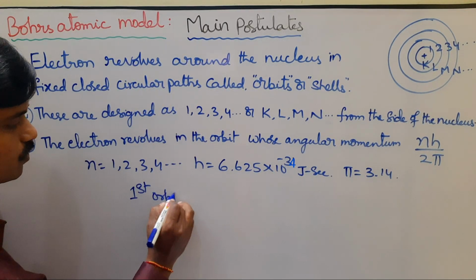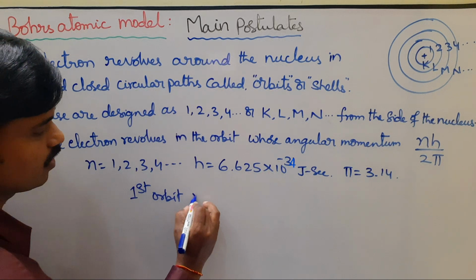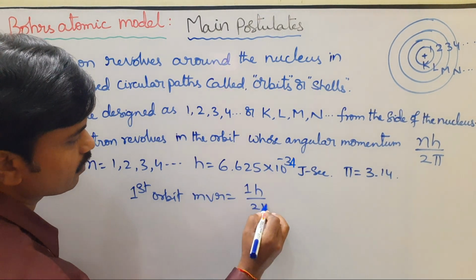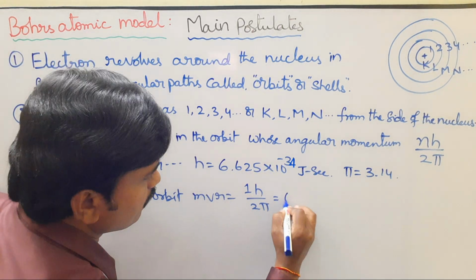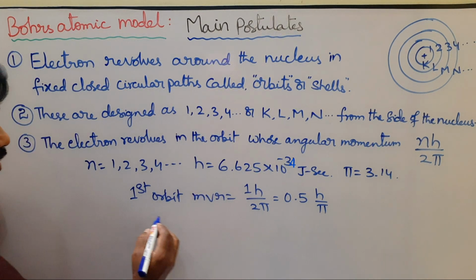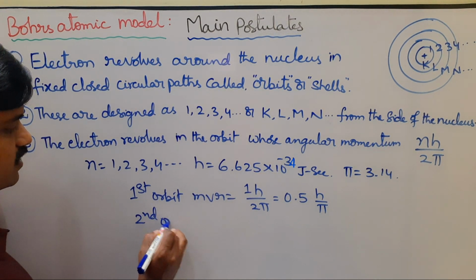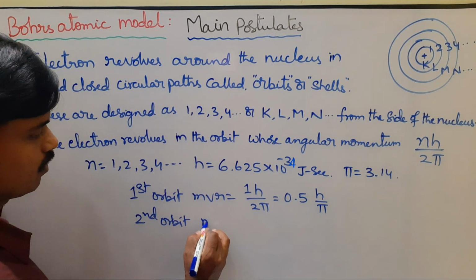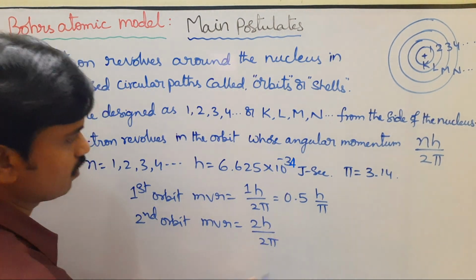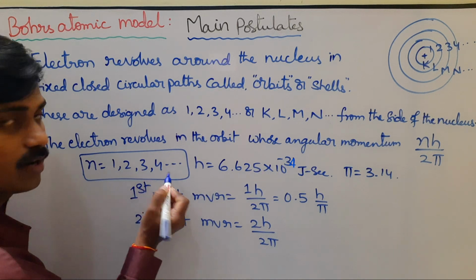2 is an integer. So the angular momentum of the first orbit, mvr, is equal to 1h by 2 pi. 1 by 2 means 0.5, so it is 0.5 into h by pi. Suppose the angular momentum of the second orbit, mvr, is equal to 2h by 2 pi, because n equals 1, 2, 3, 4 and so on.